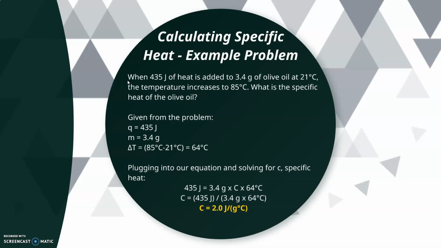From this problem, we'll pull out our information. We have 435 joules of heat. That's going to be our Q value. We have 3.4 grams of olive oil. That's going to be our mass. We have an initial temperature and we have a final temperature. We can use that to calculate our delta T, which is 85 degrees Celsius minus 21 degrees Celsius equals 64 degrees Celsius. From there, we're just going to plug into that equation and solve for C, the specific heat. We do that, solve for C, and we get a final answer of C equals 2.0 joules per gram degree Celsius.